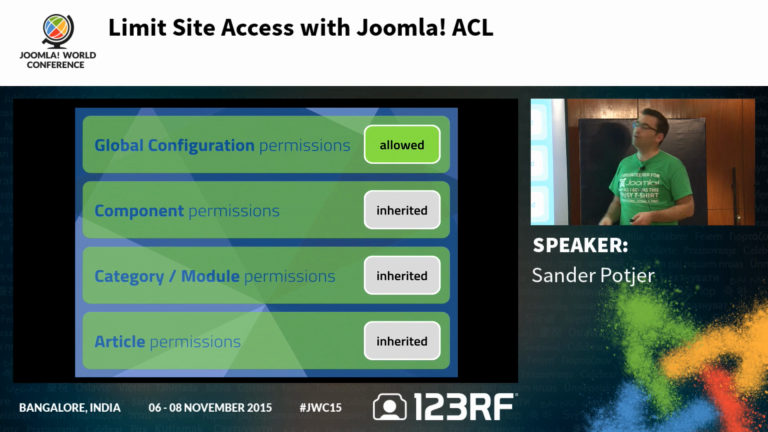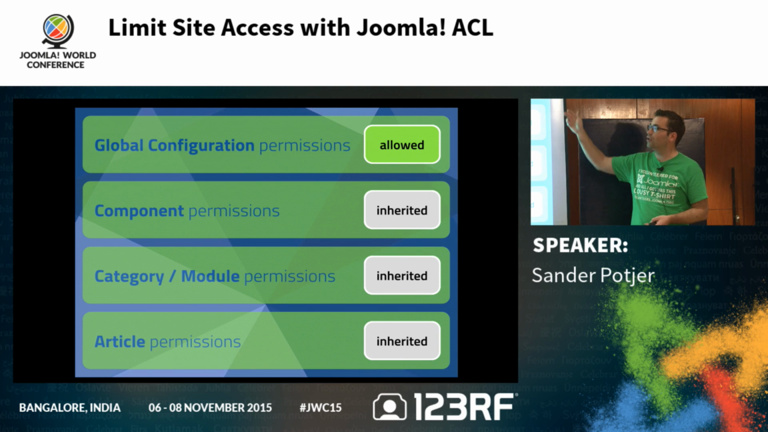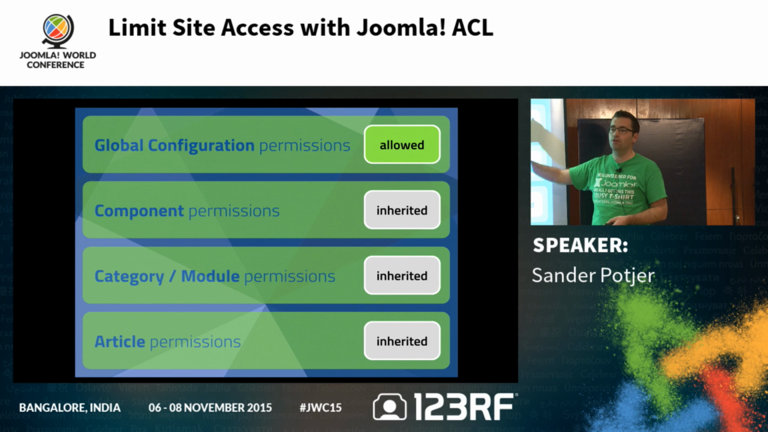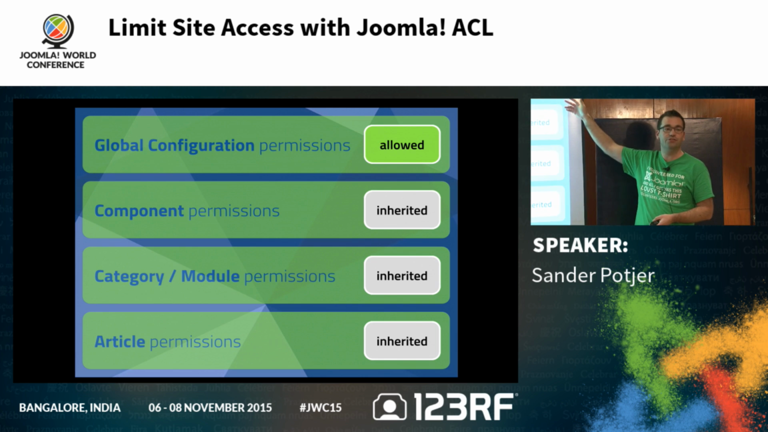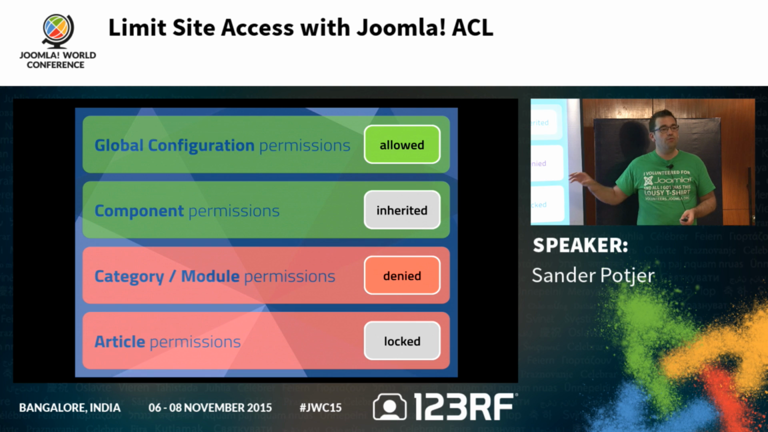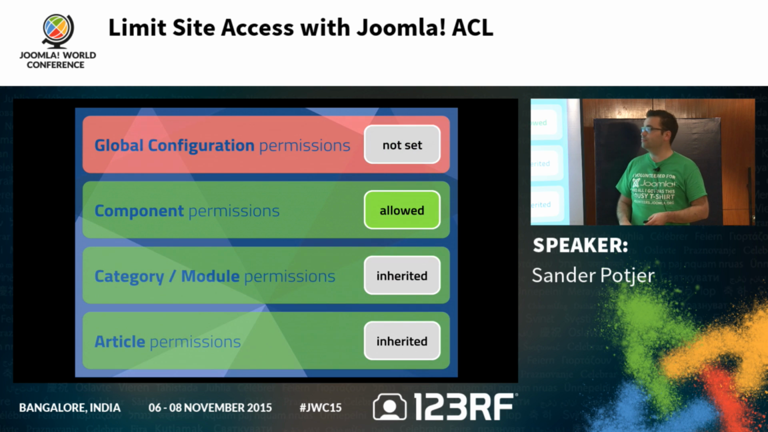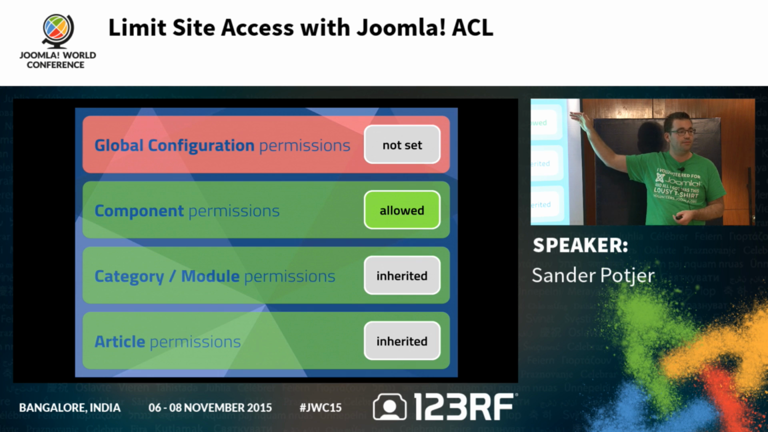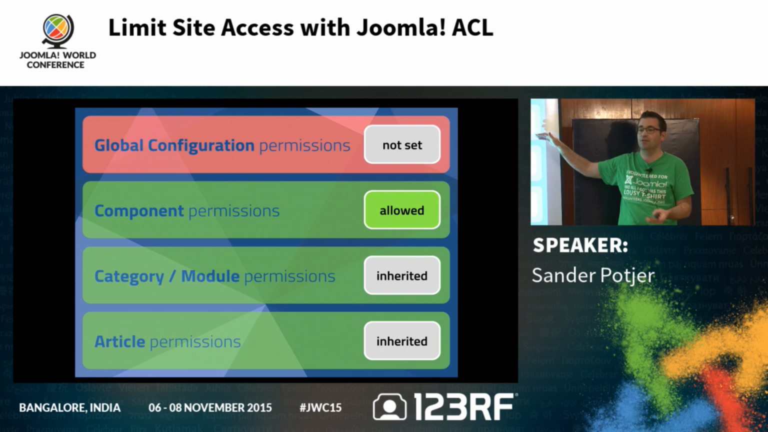So let's allow an action. For example, when we allow the create action for the global configuration, it's inheriting down all the other levels. So when you allow create for the global configuration, they can create within the article component, within the banner component, within the module components, or around Joomla, they can create something. If you want to prevent that they can create something for a specific category, you can set that category to denied. And then they can't change something for that specific category. Another option is that you leave the global configuration to not set and only allow the create action, for example, for the article manager. In that case, you set the permissions on level 2, and they can only change or create articles in the article component or in the banner component if you allow them.